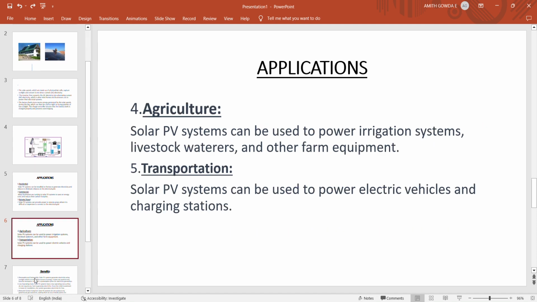Some more applications: it can also be used in agriculture, in power irrigation systems, livestock waterers and other farm equipment. It may not be as effective as grid electrical energy, but it can be made effective. And then transportation: solar PV systems can be used to power electric vehicles and charging stations.